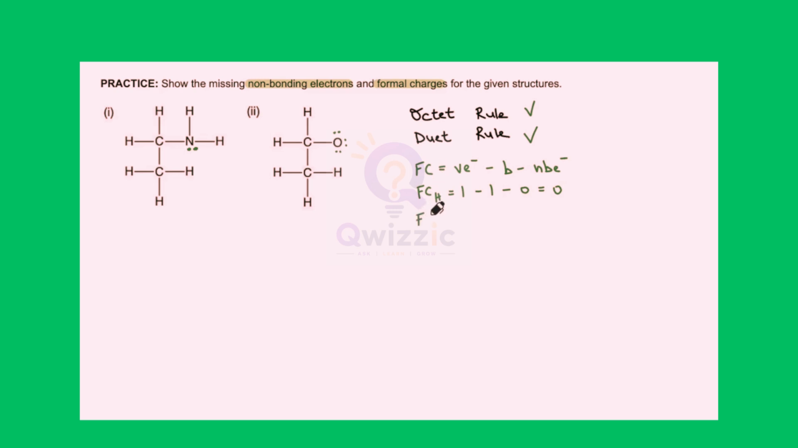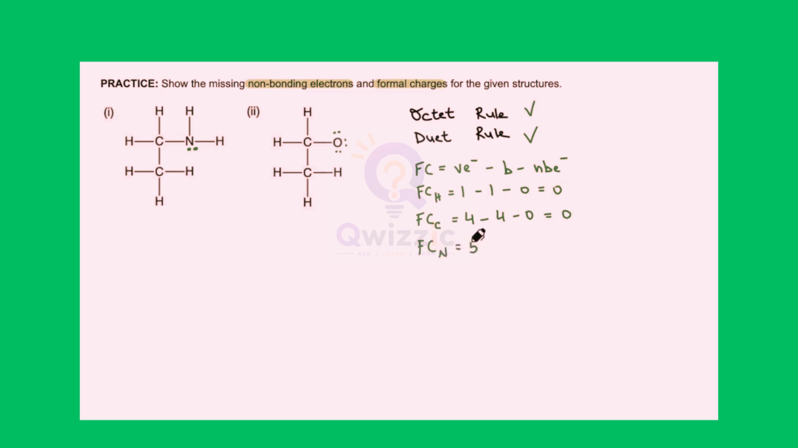Now let's consider the carbon atoms. Carbon has 4 valence electrons. In each case, for the first structure and the second one, each carbon atom has 4 bonds, right? And no non-bonding electrons. So 4 minus 4 gives us 0 as well. So the 2 final atoms we want to consider would be nitrogen for the first structure.